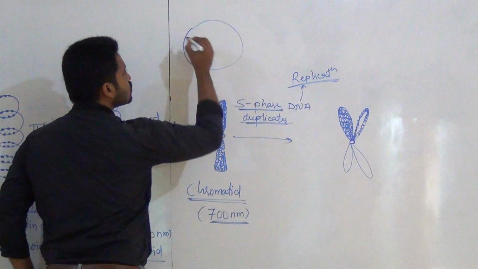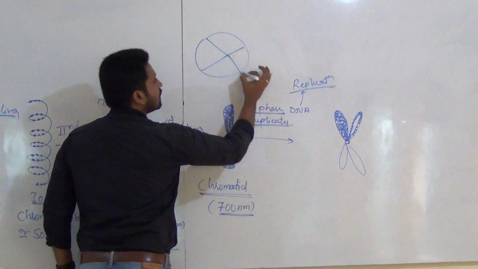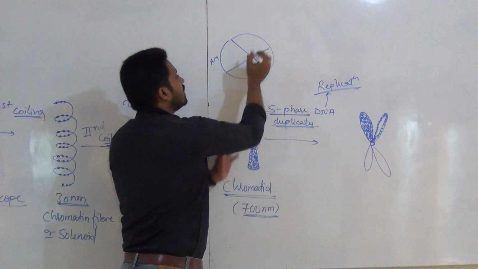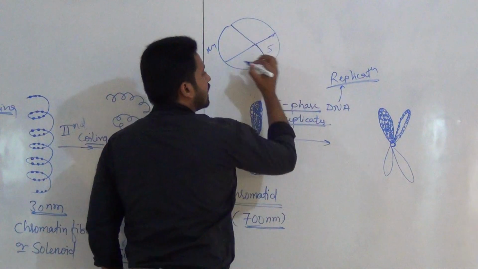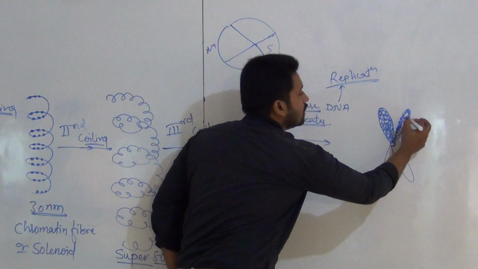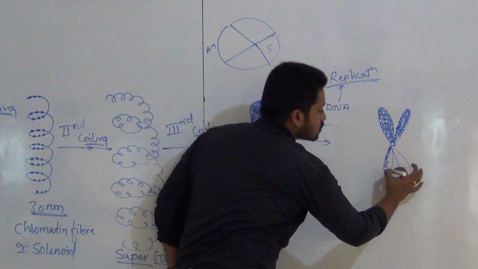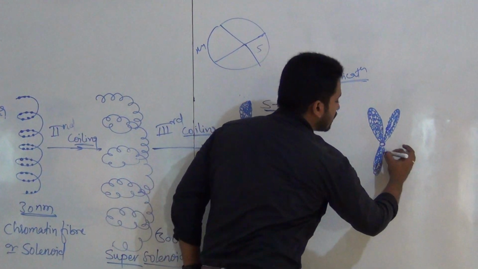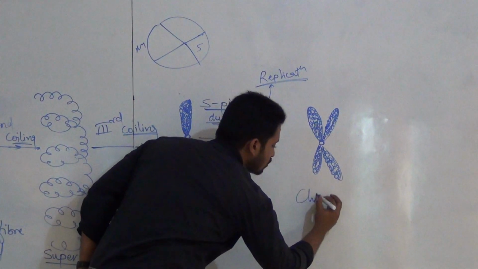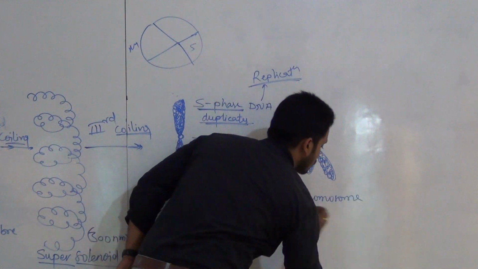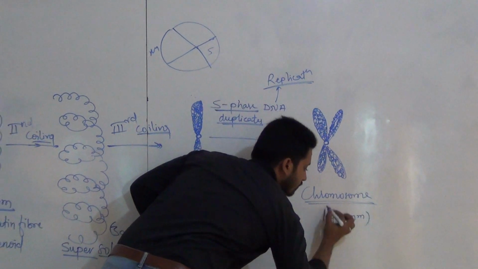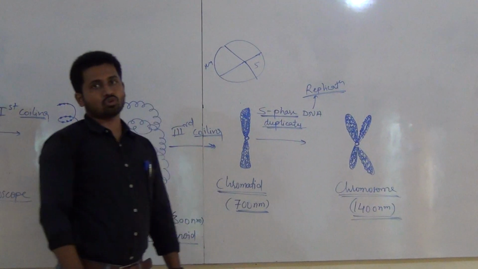This diagram, remember students, this one. S phase is here, and this is M phase, you know. This is G1, G2, like that. During this phase, what is going to duplicate? DNA duplicates itself and converts into the next most thick structure that we call, what is that? Yes, chromosome. What will be the thickness? 1400 nm.